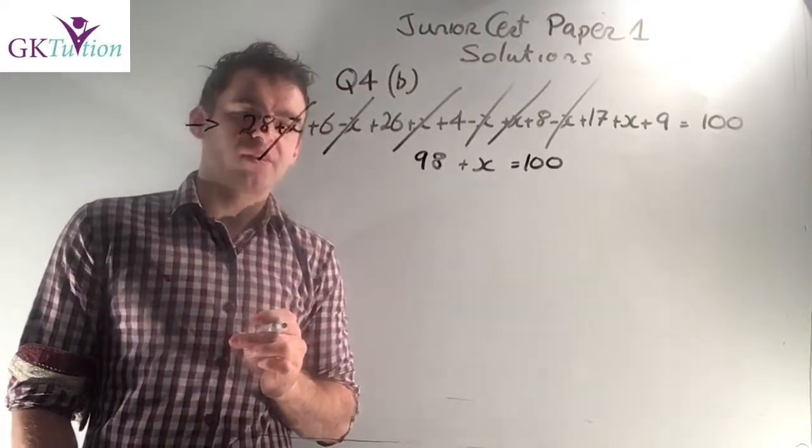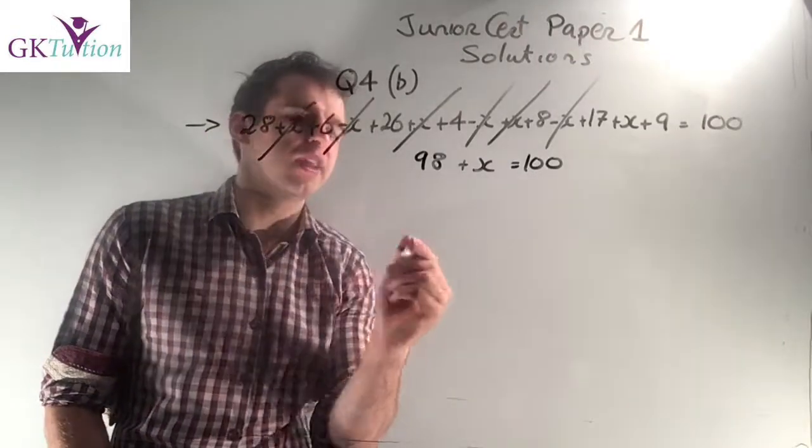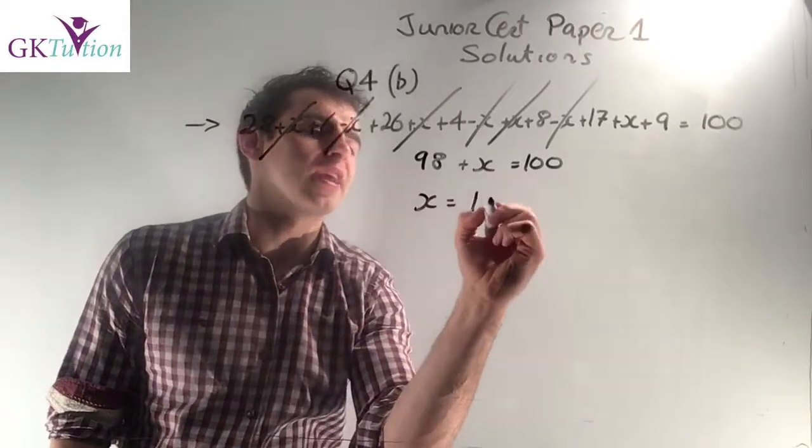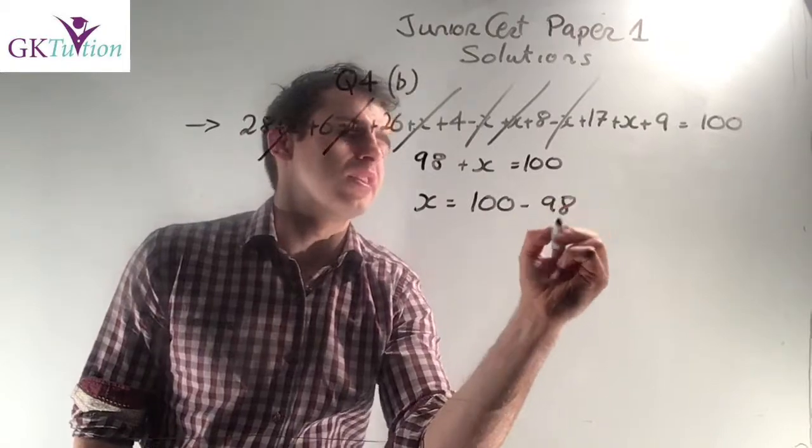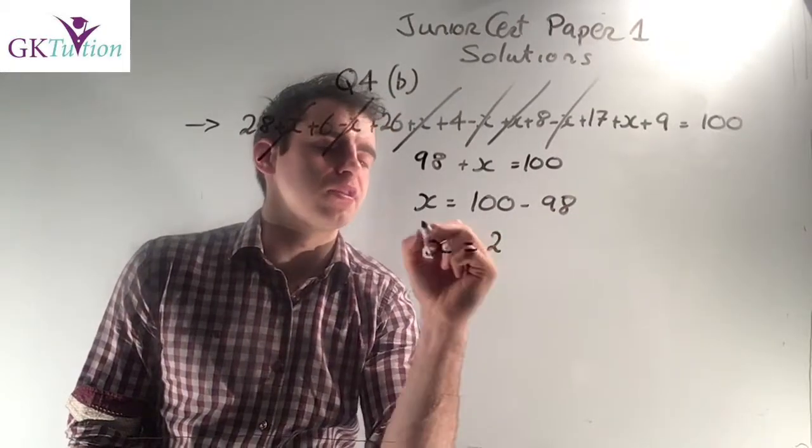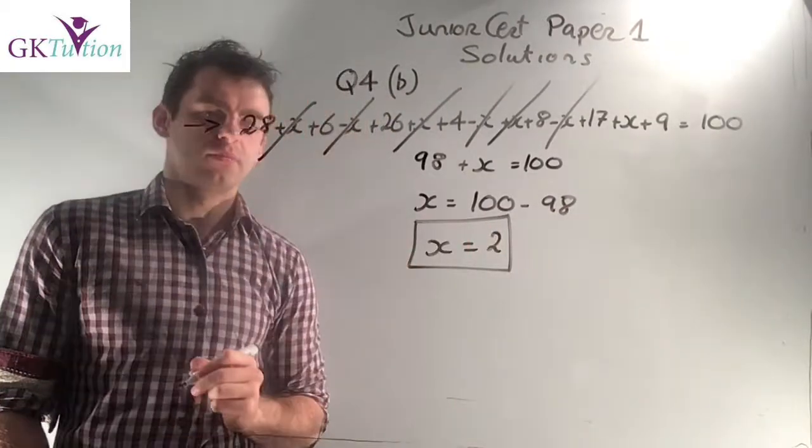So clearly to get x on its own, I just need to subtract 98 from both sides. And I just get x is 100 minus 98, so my final answer there is just that x is equal to 2.